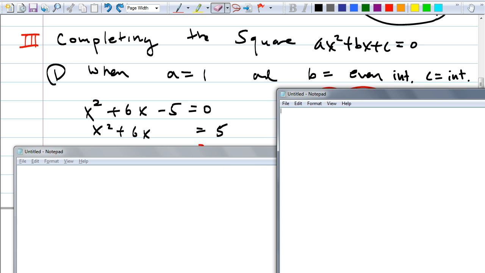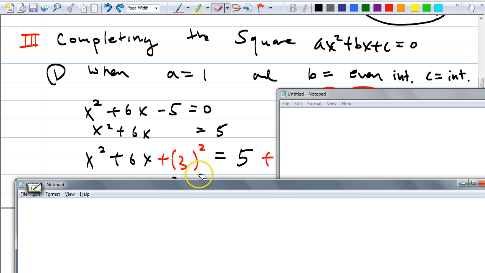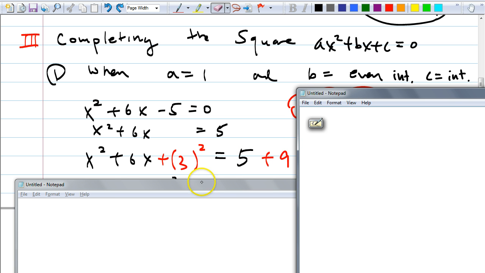Okay, so Michael, why do we add both sides by 9? Oh, because that's b squared. Exactly. Your b is 6. B divided by 2 is what, guys? 3. Don't we want to add both sides by 3 squared? That's how we got 9, right? On the right side, I just wrote 9. But I kept it as 3 squared on the left side, right?